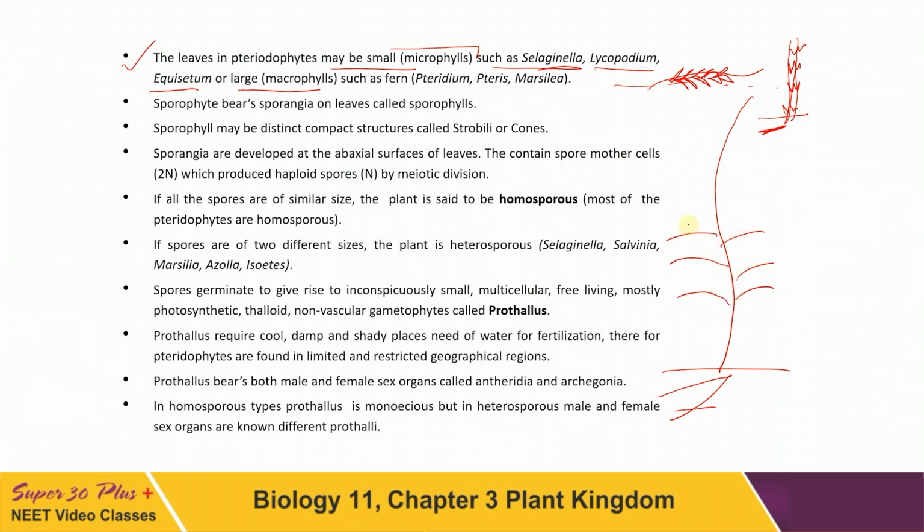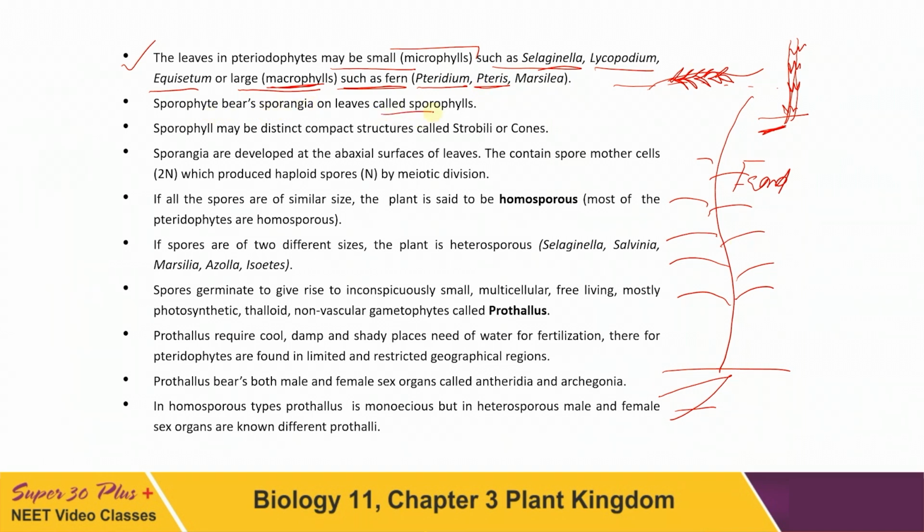Even they may be 1 meter in length, known as frond, and such plants are known as ferns. Macrophyllous, known as ferns. Some examples of ferns are Pteridium and Pteris. The sporophyte bears sporangia on leaves called sporophyll.